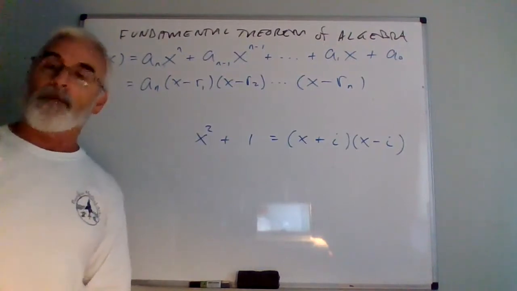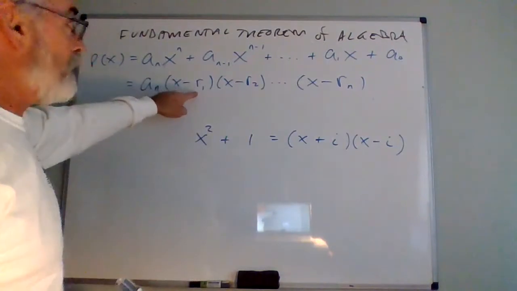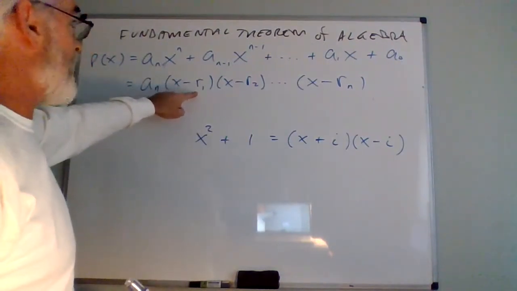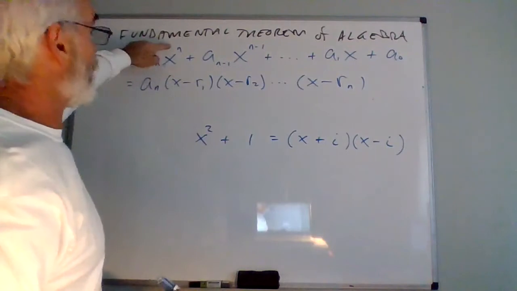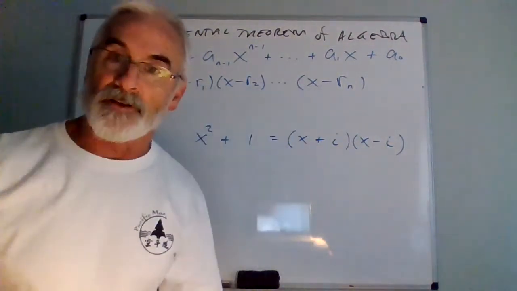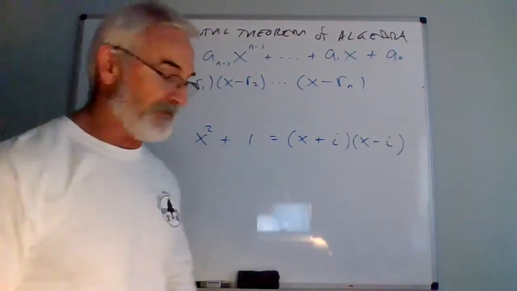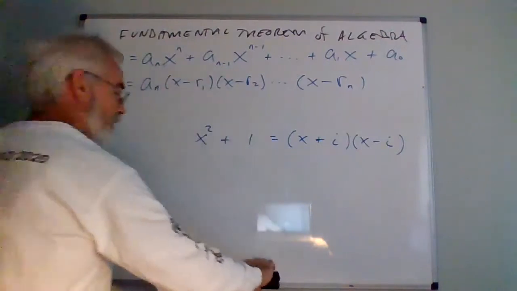Now in this class, we're primarily interested in the real things. So these r's can be repeated. These r's can be complex, but as an absolute guarantee, the nth degree polynomial can be factored into exactly n factors. We are interested in, particularly when the r's are rational numbers, in other words, integers or fractions. But we know that this statement is always true.